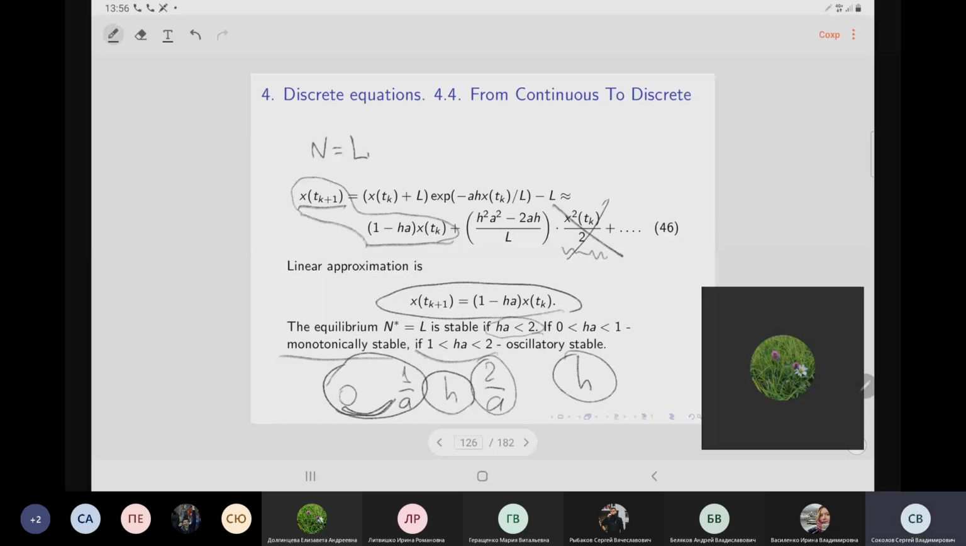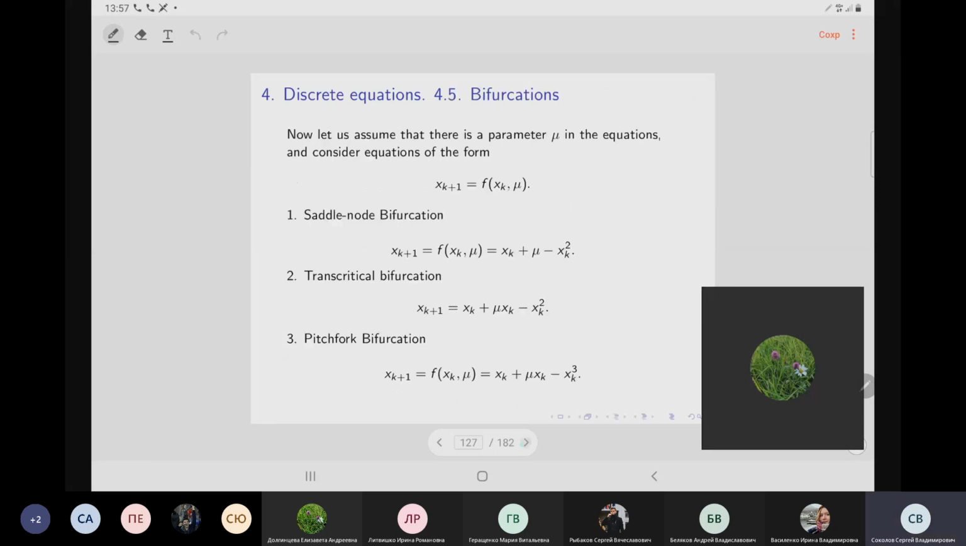But still, we have to understand that there are different approximation ways, and when we have a continuous system or equation and we want to discretize it, we have to check these basic principles. For example, the main principle that the next solution must be positive. So what is next? The next part is bifurcations.